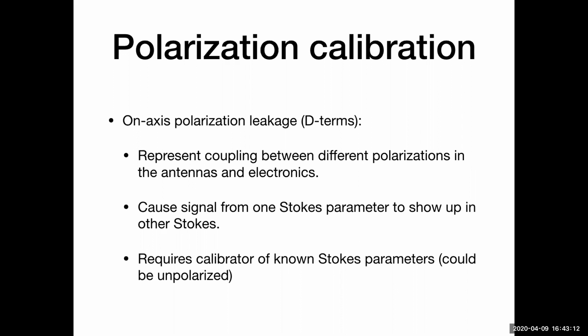A lot of the traditional method was you take a known unpolarized source, measure it, see what its Stokes parameters are, and you say, okay, if Q, U, and V are non-zero, that's because of the leakage. Determine the correct calibration to set them to zero was the traditional way. But in principle, you can do this with any source of known Stokes parameters.